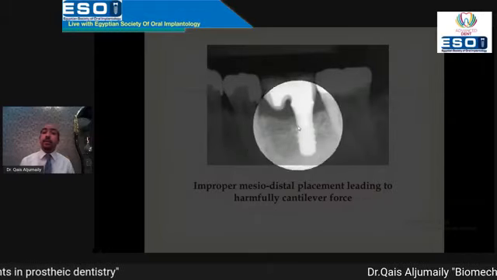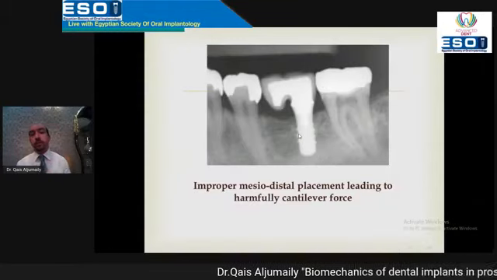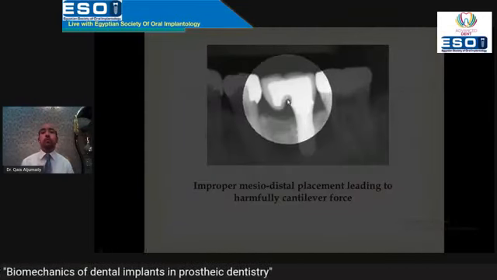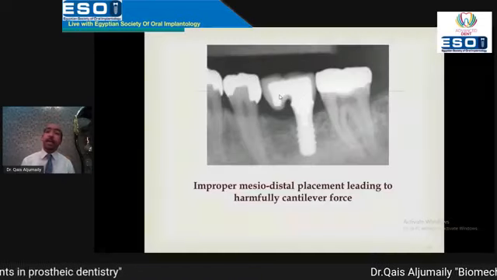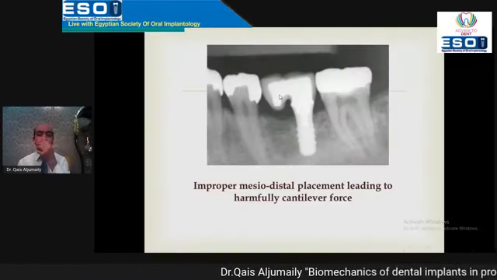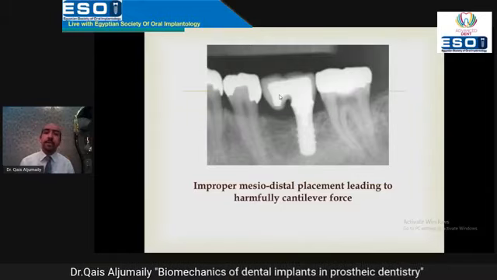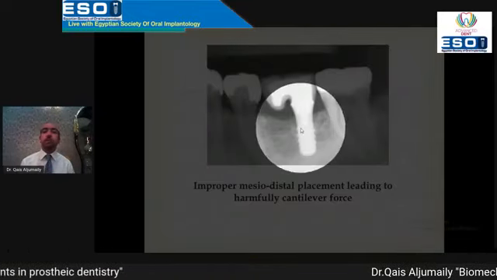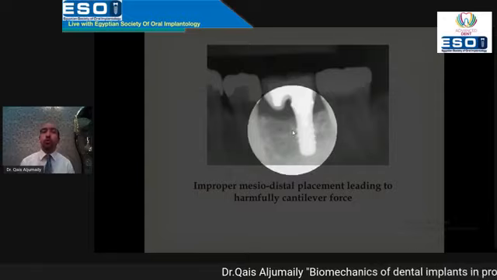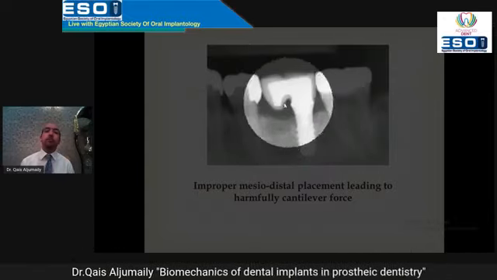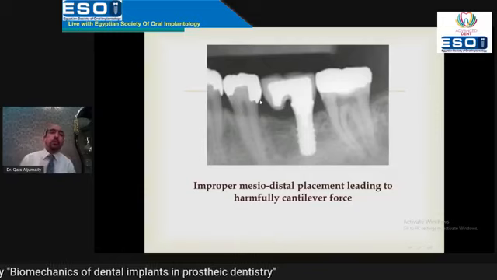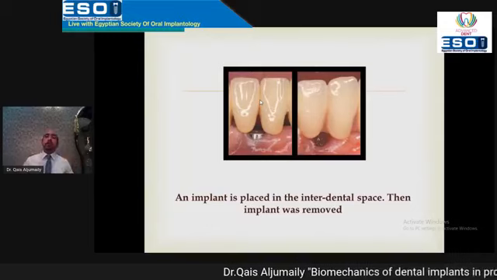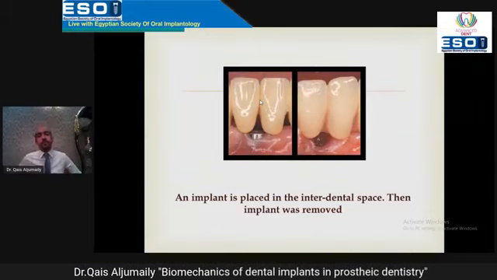If we made a mistake in the mesiodistal placement of our fixture, this will lead to cantilever, or what we call occlusal offset. As I said, later I will explain the problem of the cantilever with the use of the dental implant. So here we have a problem: a too wide crown over a narrow implant, positioned too far distally, leaving too much space with the mesial adjacent tooth. Why? Because the implantologist didn't think about the prosthesis when he put such a fixture.